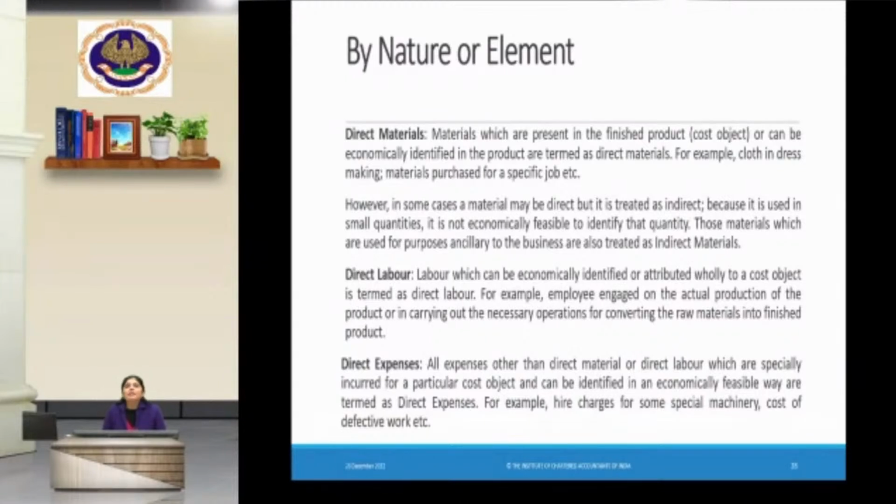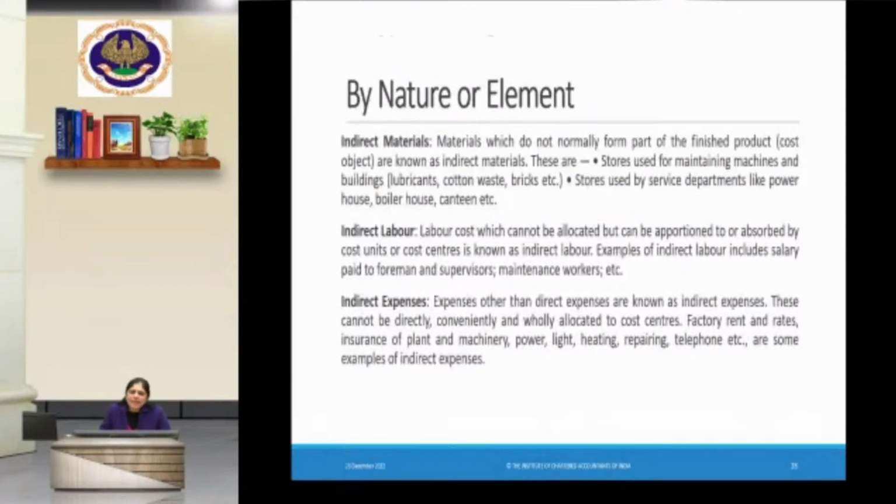All right, and they are generally variable. Variable means they change with the production. All right, we'll be doing the fixed and variable related things. Indirect material, indirect labor, indirect expense. So indirect material means materials which are used, but they are not directly visible on the product. Let us say these are stores used for maintaining machines and buildings, lubricants and everything. So materials which are used for the production as a whole, but not visible on this product, are indirect material.